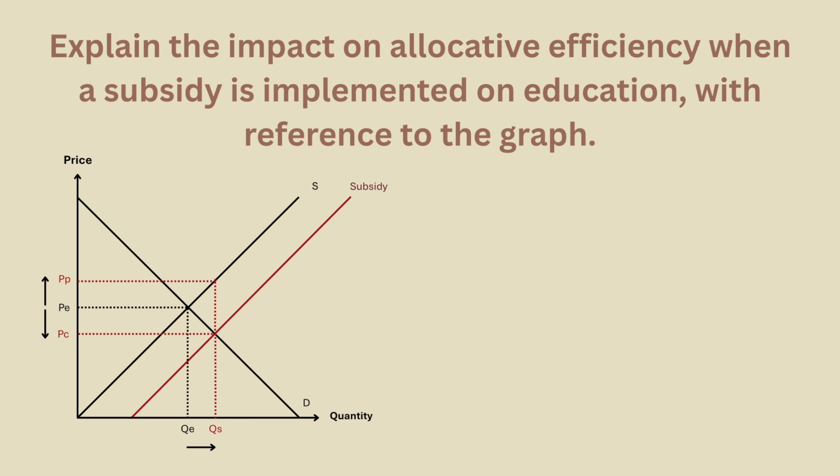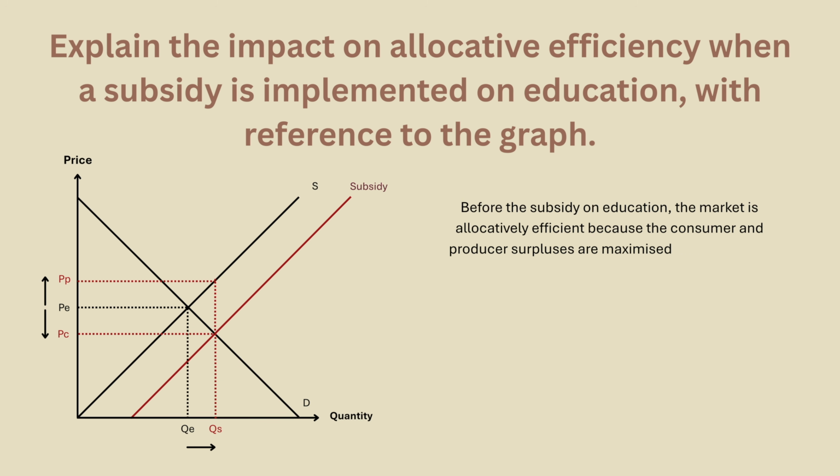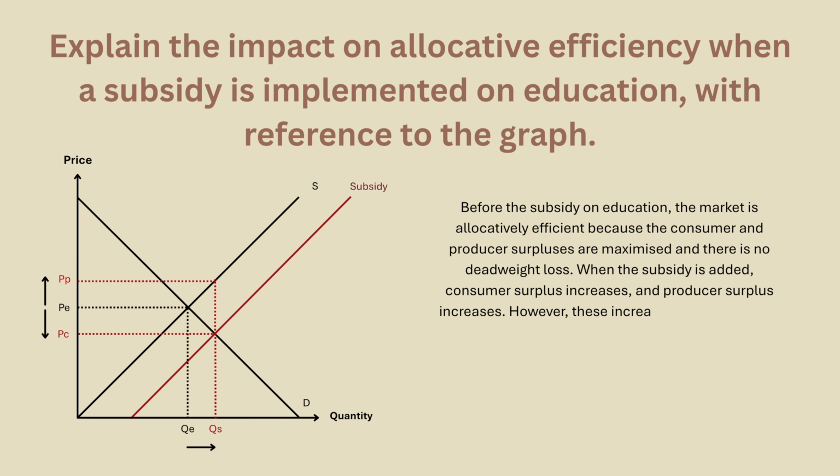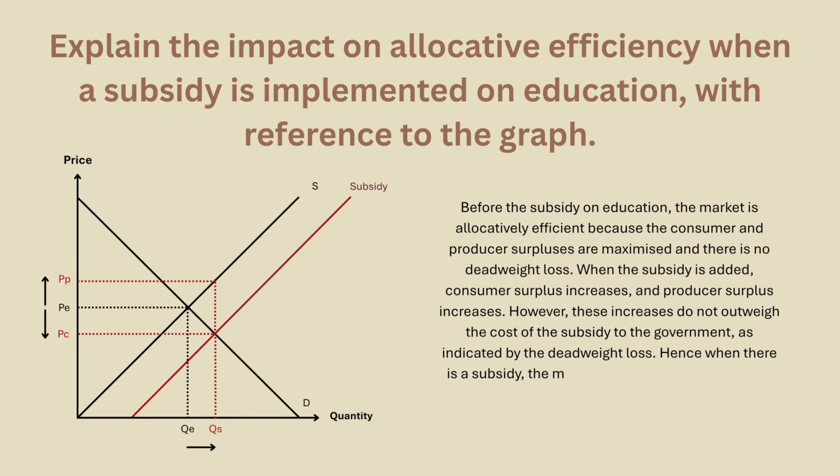And finally, explain the impact on allocative efficiency when the subsidy is implemented on education. Before the subsidy on education, the market is allocatively efficient because the consumer and producer surpluses are maximised and there is no deadweight loss. When the subsidy is added, though, consumer surplus increases and producer surplus increases. However, these increases do not outweigh the cost of the subsidy to the government, as indicated by the deadweight loss. Hence, when there is a subsidy, the market is not allocatively efficient. Total surpluses are not maximised and there is a net welfare loss.